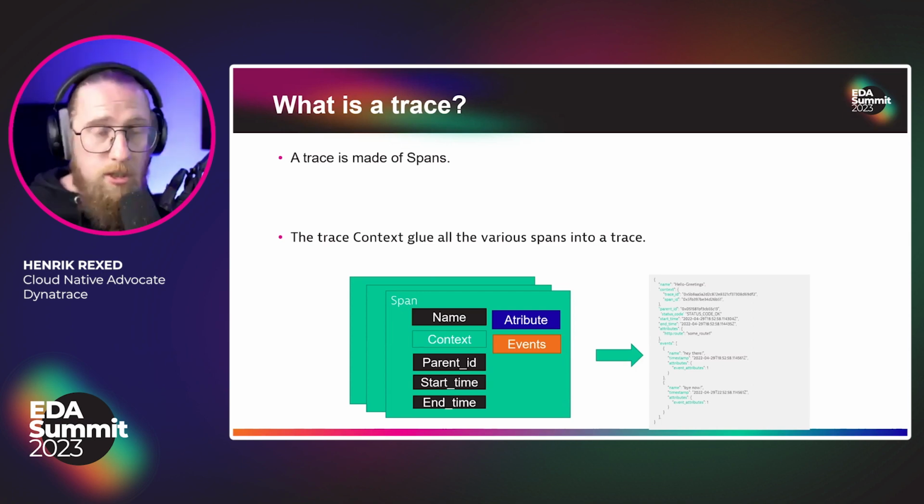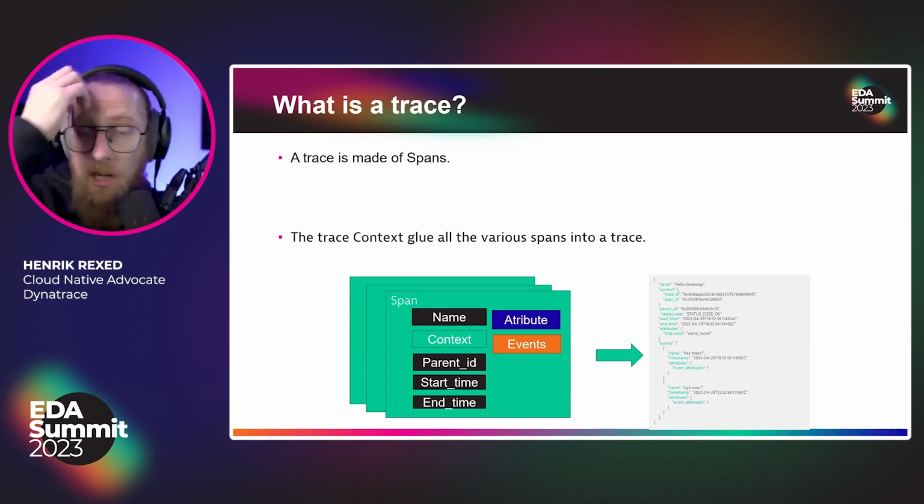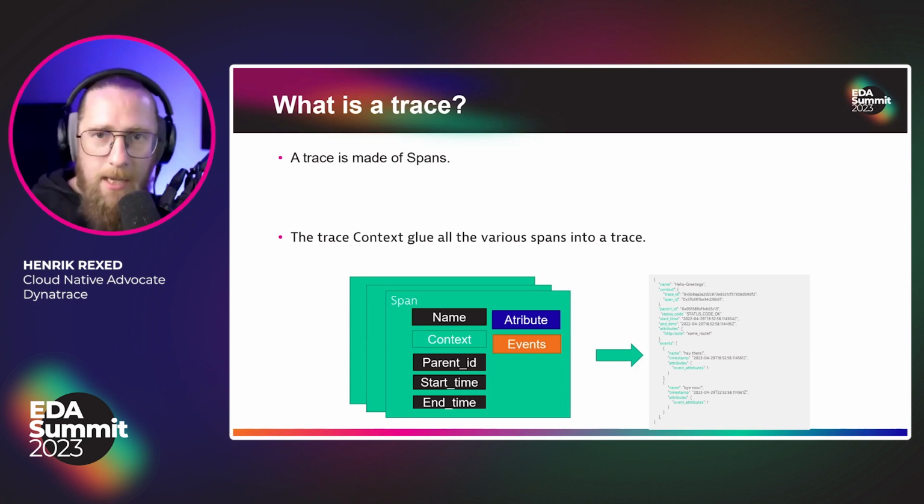So a trace is a transaction, and the sub-steps of your transaction are called spans. At the end, it's a JSON object with a list of spans. And every span has a context attached to it. A context is the trace I belong to, the trace ID, and which ID is my step. And then if I've been called by someone, a parent, I will attach my parent ID as well.